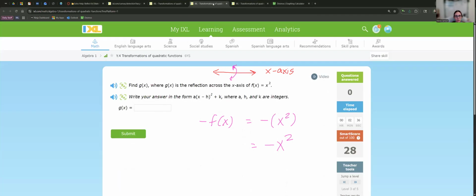All right, let's go back here. So g of x is equal to negative x squared. Or you could write it as negative, in parentheses, x squared. The squared needs to be in parentheses as well. I like it like that though.